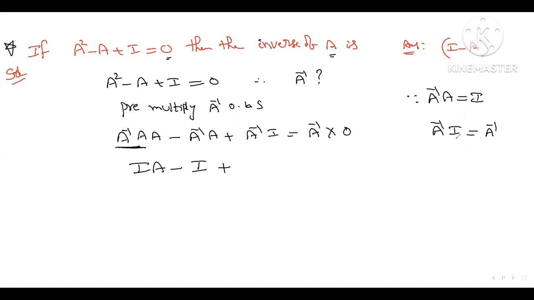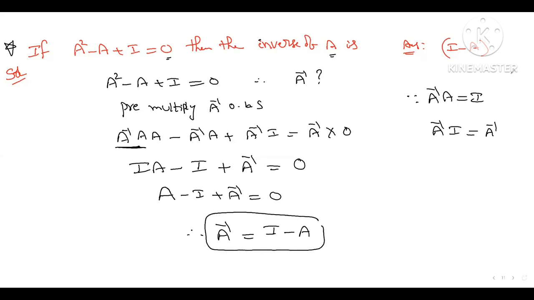Any matrix into unit matrix is equal to same matrix. So here write A inverse is equal to null matrix into anything, null matrix. So what is here I into A? I into A is nothing but A. Minus A plus I plus A inverse is equal to O. So here required is A inverse. A inverse is equal to minus I plus A. Sending right side, what we get? I minus A. This is the answer.